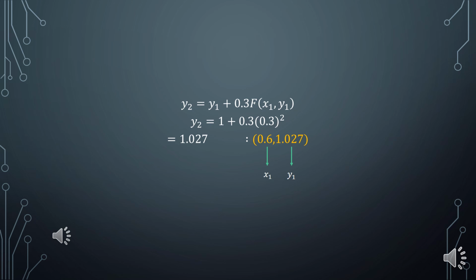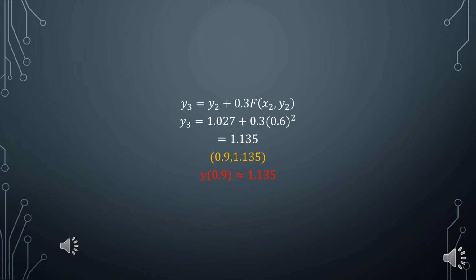And now we have to do this one more time. So our third approximation is going to be y sub 2 plus the step size of 0.3 times f of x sub 2, y sub 2. So we're going to plug all those numbers in there. Again, y sub 2 is 1.027, times 0.3. Again, our derivative only involves x squared, so we plug in 0.6. Now if we simplify this, we get 1.135.